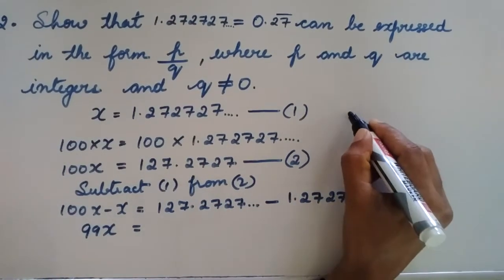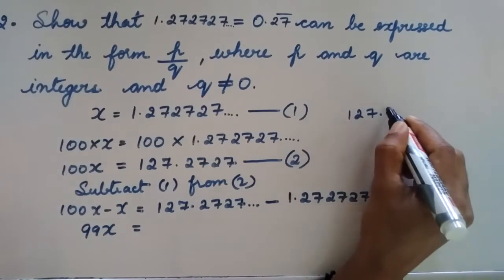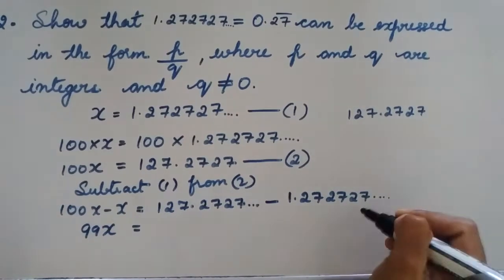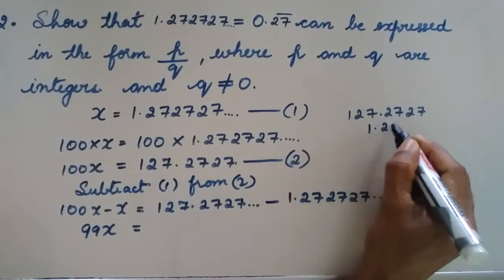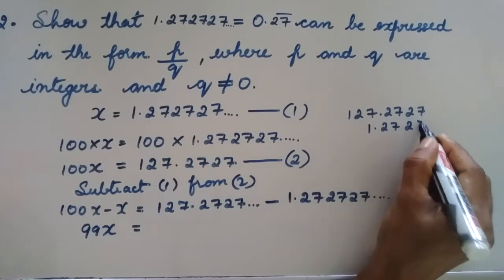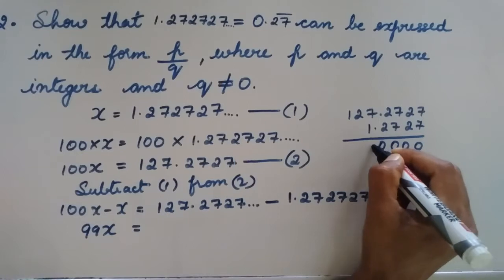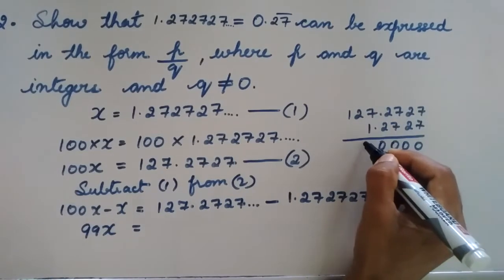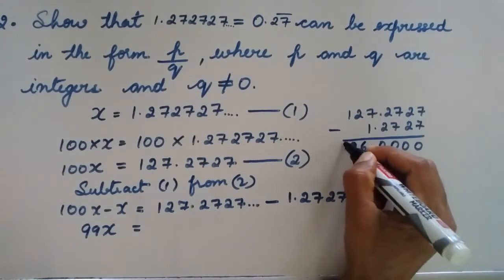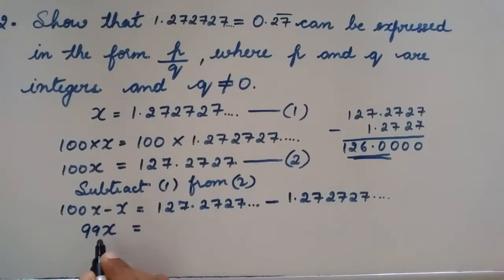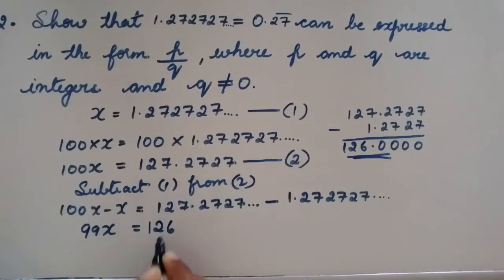127.2727... minus 1.2727... gives, after subtracting, 126. So here 99x is equal to 126. Therefore x is equal to 126 by 99.